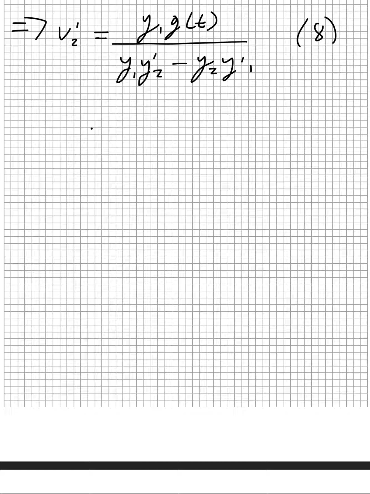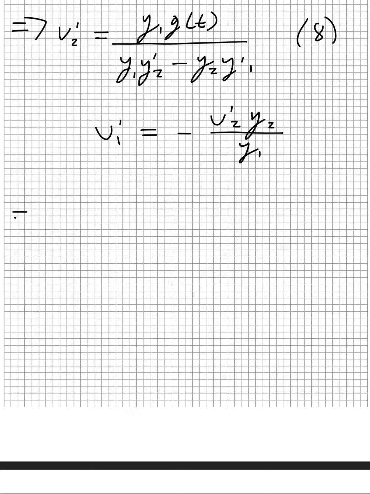So let me go ahead and recall what equation 7 was, just so it's easy to reference. Remember, this was u prime 2 times y2 over y1. So now we can plug in equation 8 to solve for u prime 1. And that'll give us equation 9.